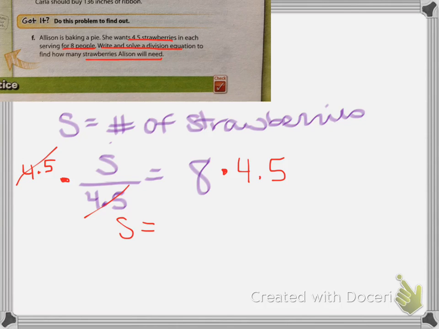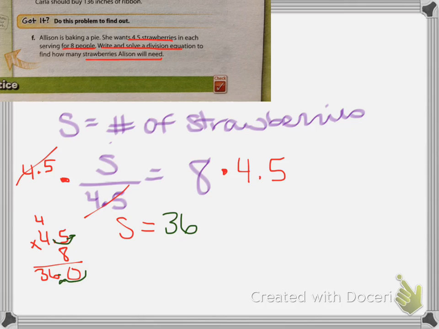Now off in the corner you want to do 4.5 times 8. And again, multiplying decimals, we're going to multiply it as if there are no decimals. So 8 times 4 is 32, plus 4 is 36. Then we're just going to go one swoop out and one swoop back in. So our answer here is going to be 36.